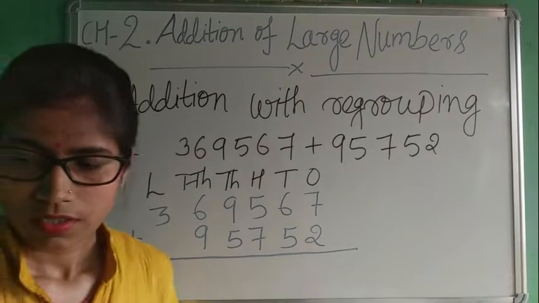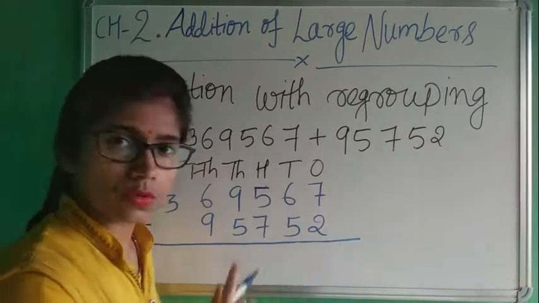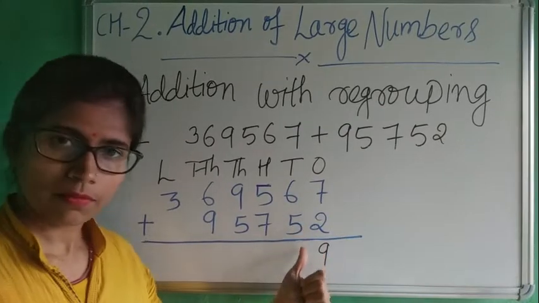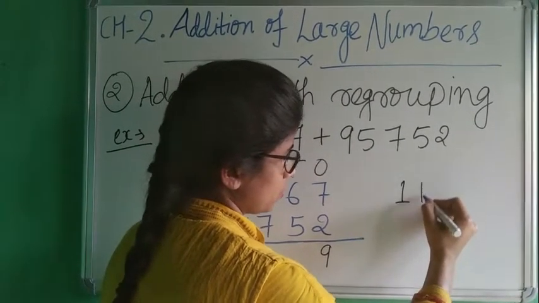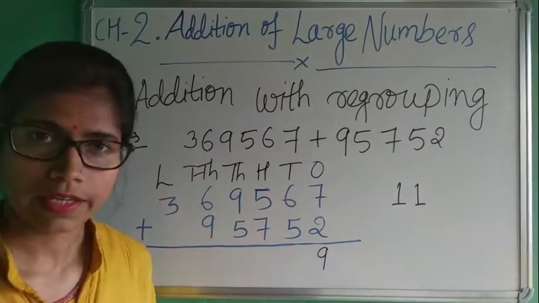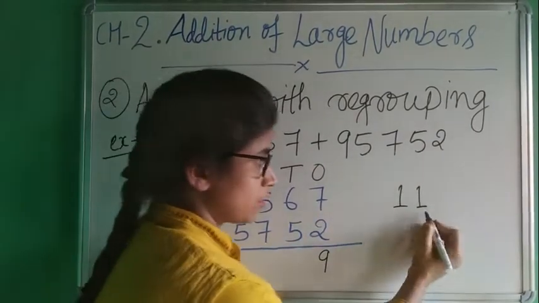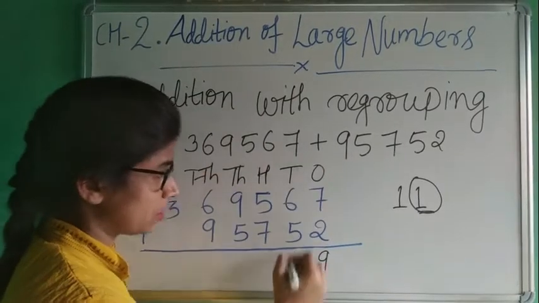Okay students, now let's add this. Now let's add 7 plus 2, 9. Now 6 plus 5, you will get 11. Okay. So in 11, you cannot write here directly. So the right side digit, you will write here just below the number.